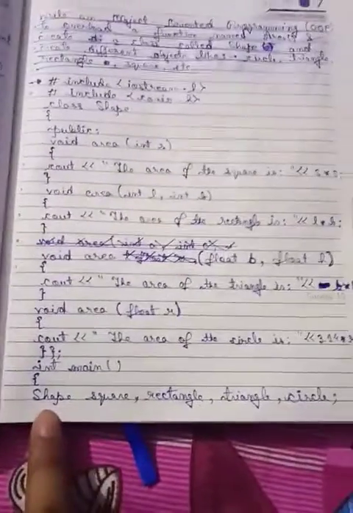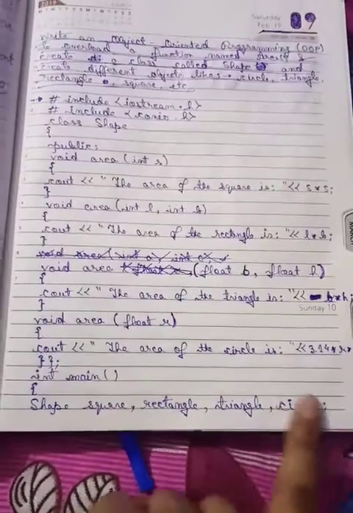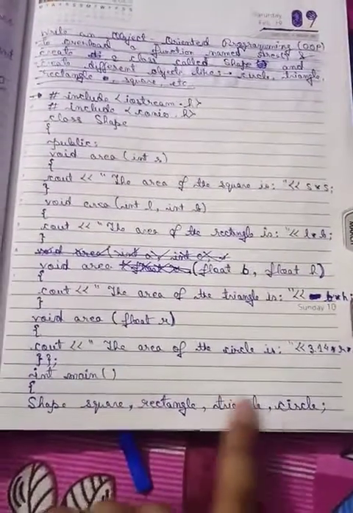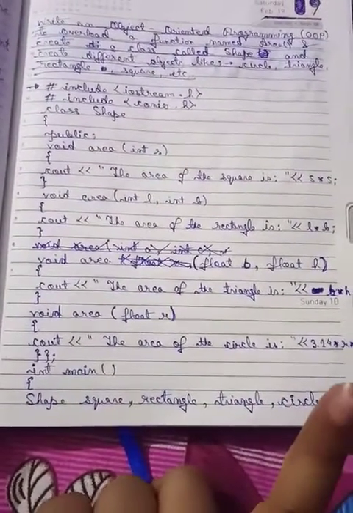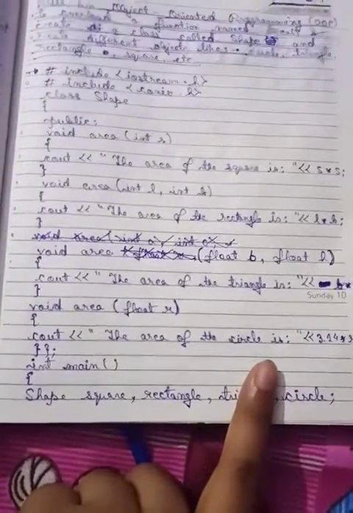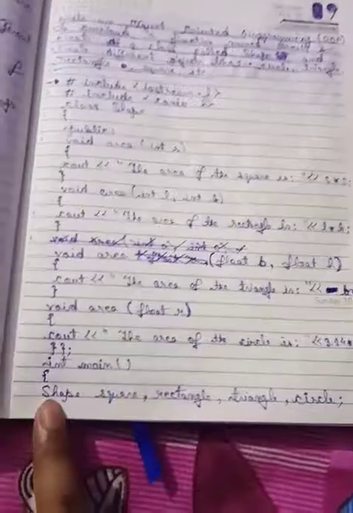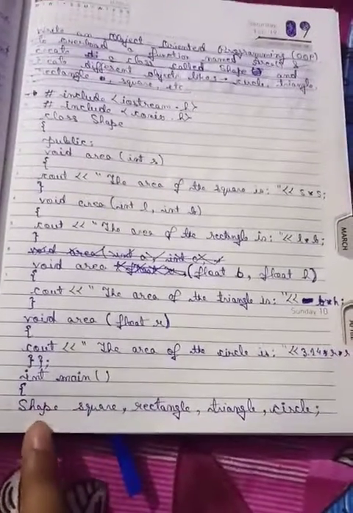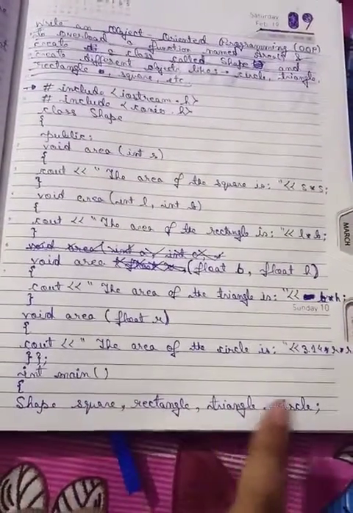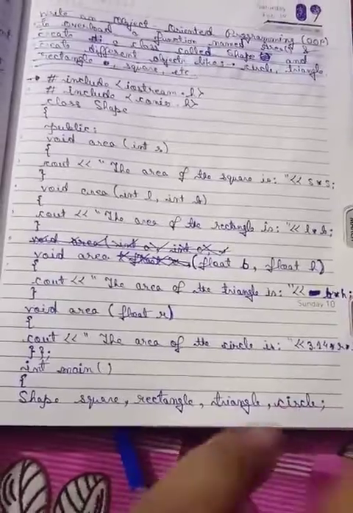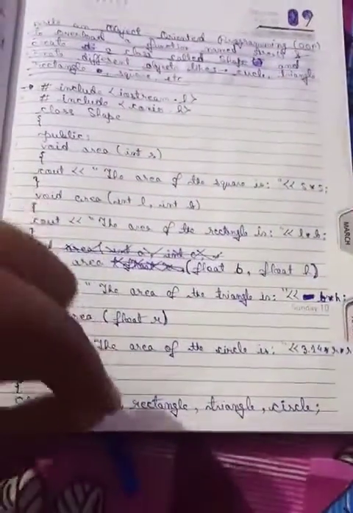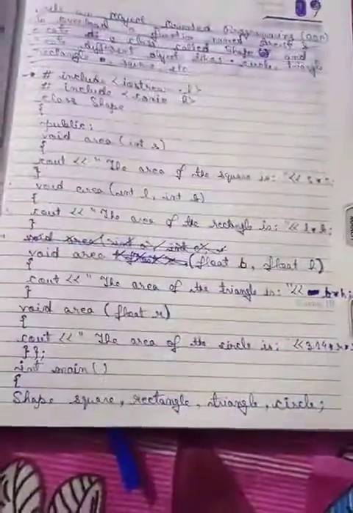What I am trying to do here is create different objects of a particular class. And what is the name of that class? It is shape. Square, rectangle, triangle, circle, these are the shapes. I have just created different objects of this class shape. Now let's move to the next page.